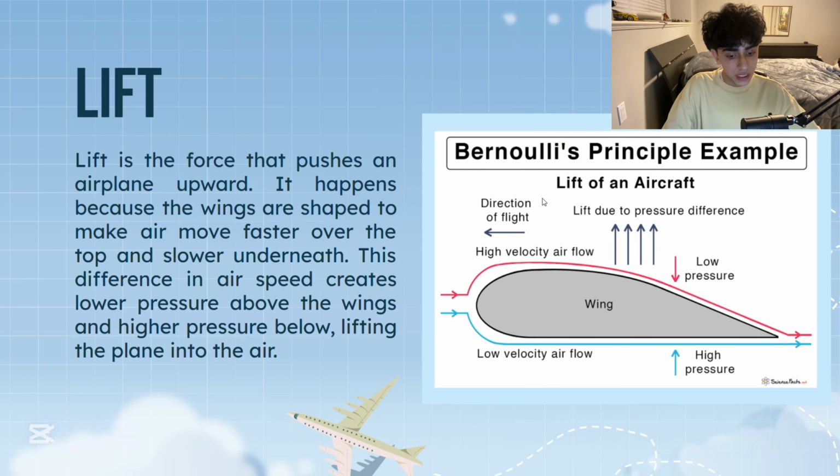Bernoulli's principle explains that as the speed of a fluid, in this case air, increases, its pressure decreases. This creates lower pressure on top of the wing and higher pressure underneath, which pushes the wing upwards. This difference in pressure is what allows a plane to lift off the ground and stay in the air.